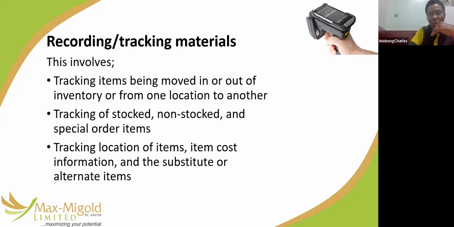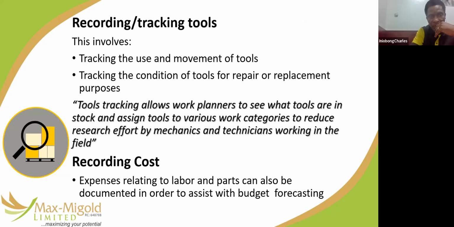When you have inventory, you also want to determine your buffer level of your inventory, the level at which you need a restocking. You don't want to continue to carry out maintenance only for you to find out that you don't have the consumable to carry out the maintenance. Tracking location of items, item cost information, and the substitute or alternative items.